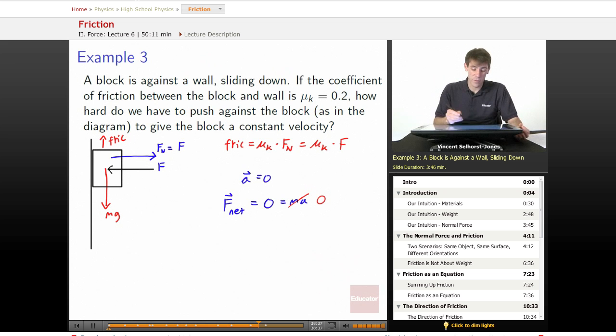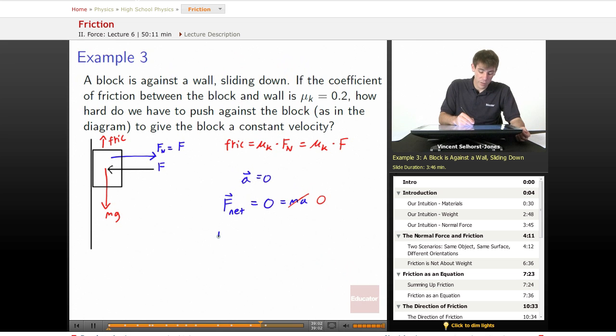So the net of the forces, what forces are acting on it? Gravity is acting on it. Friction's acting on it. We also have, in the horizontal direction, the force that we're pushing and the normal force, but they cancel each other out. We don't have to worry about that because it's just staying parallel to that wall. So all we have to worry about is the things that can have an effect, which in this case are gravity and friction.